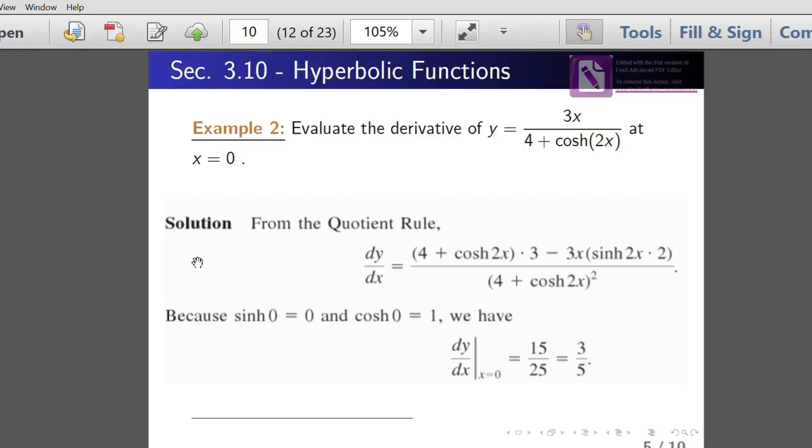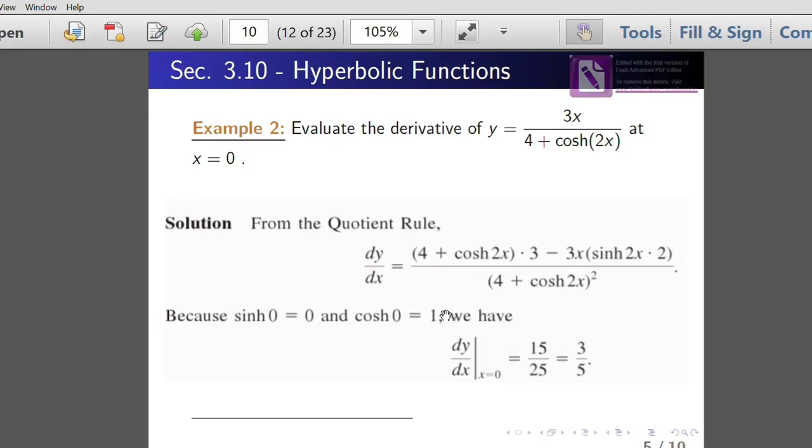So we need to evaluate this one when x is equal to 0. So we need to evaluate (4 plus hyperbolic cosine 0) multiplied by 3 minus 3 multiplied by 0 times hyperbolic sine of 2 multiplied by 0 multiplied by 2, divided by (4 plus hyperbolic cosine of 2 multiplied by 0) all squared.